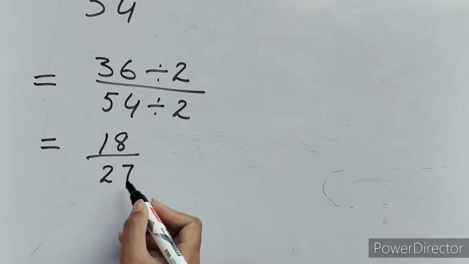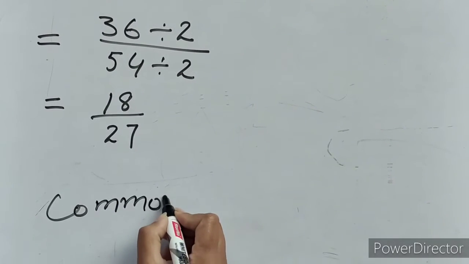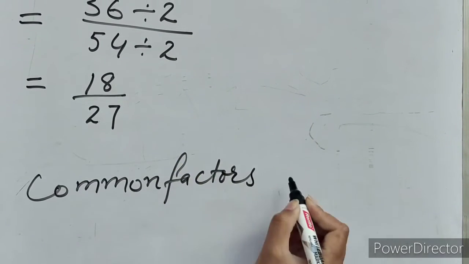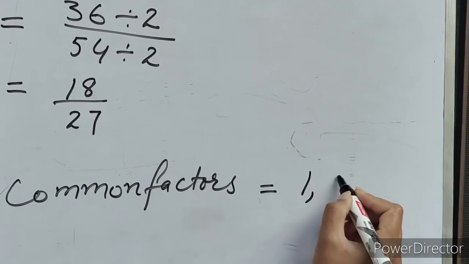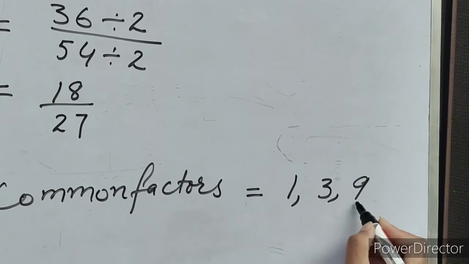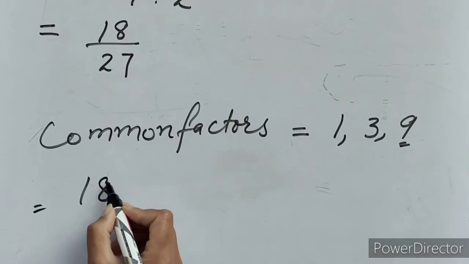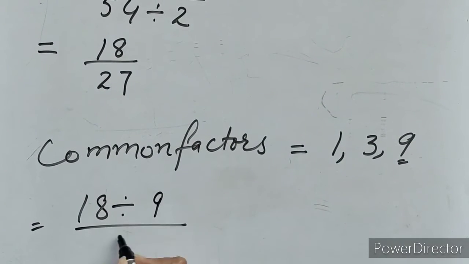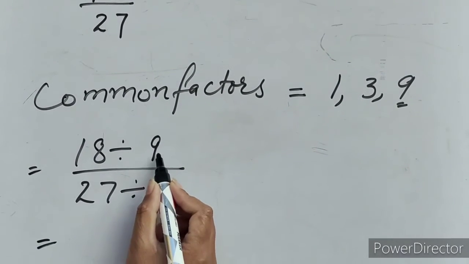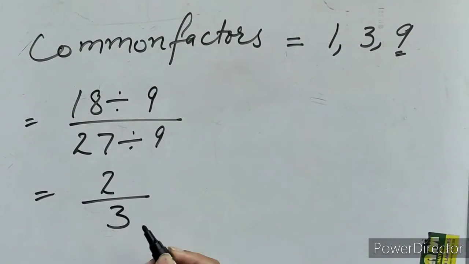Now we find the common factors of 18 and 27. The common factors of 18 and 27 are 1, 3, 9. 9 is the highest common factor between 18 and 27. So we divide both numerator and denominator by 9. 18 divided by 9, we get 2. 27 divided by 9, we get 3.